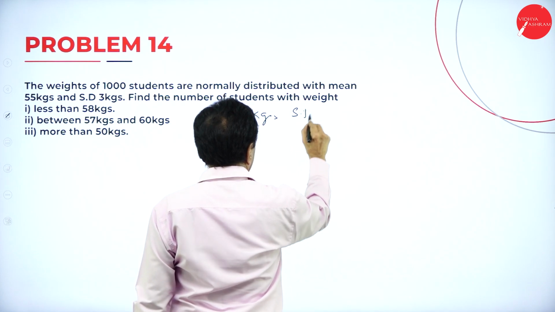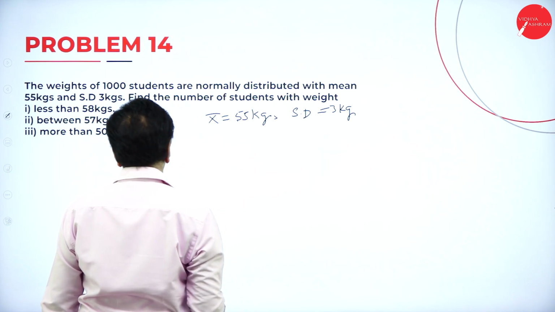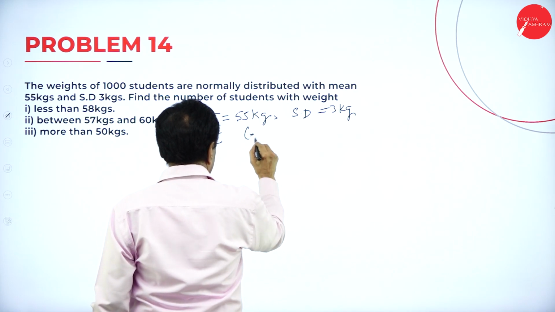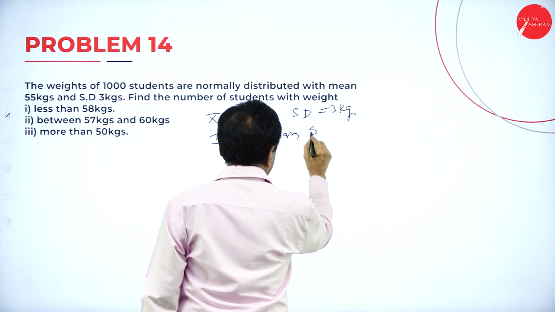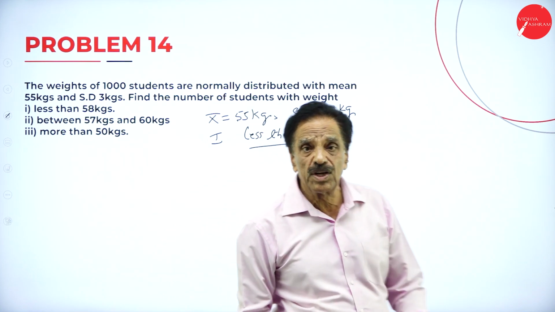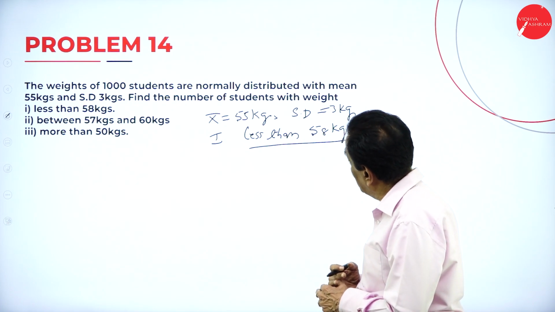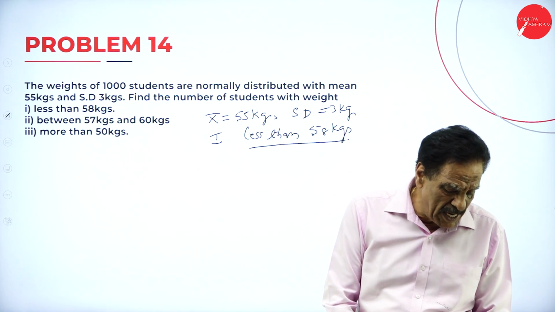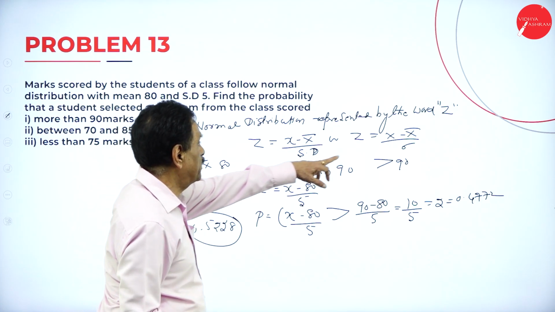Standard deviation 3 kgs. What is the first question? Number 1: less than 58 kgs. This is our question. See the question now. Given mean is 55 kgs, standard deviation 3 kgs. Number 1, less than 58 kgs they have given. So the normal distribution is represented by x minus mean divided by standard deviation.